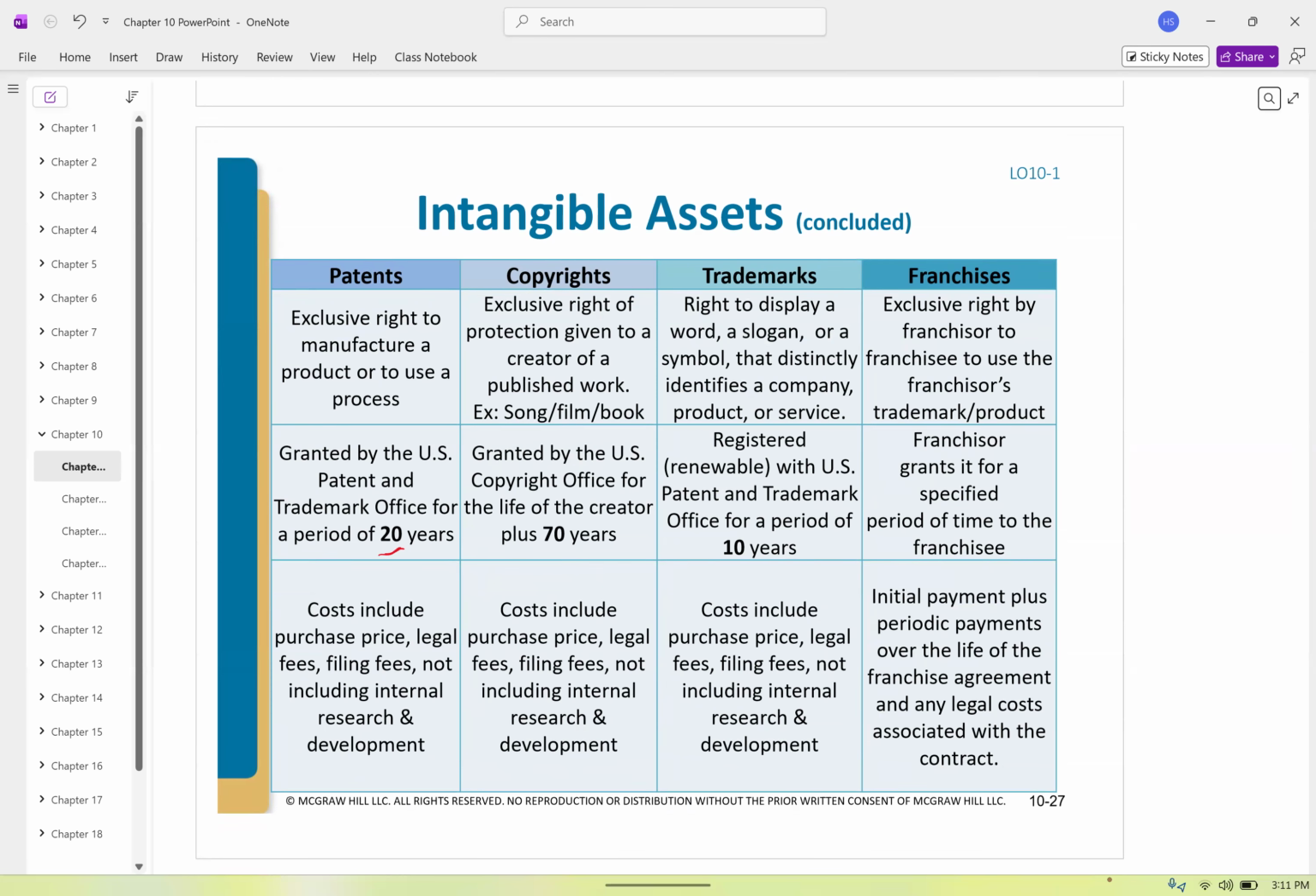So they may tell you in the problem, they may say a patent that has a 20-year life will only be useful for 5. Then you only amortize it for 5. You're not going to amortize it for 20 because you're not going to get 20 years' worth of use out of it. Okay. Copyrights are granted, and they are to the life of the creator plus 70 years. Trademarks are registered with the U.S. Patent and Trademark Office for a period of 10 years. Okay. A franchisor grants a franchise for a specific period of time to the franchisee.